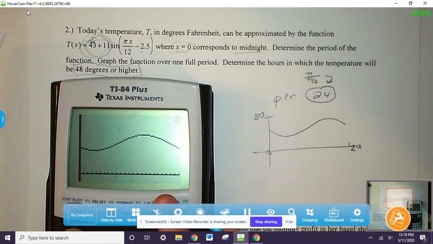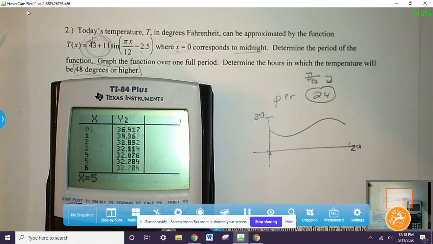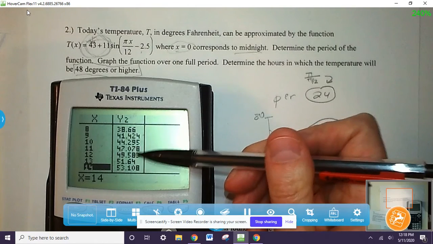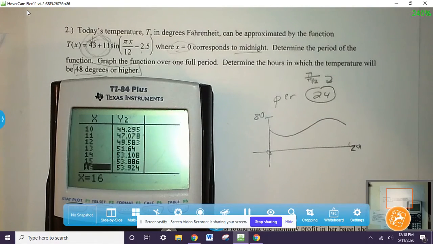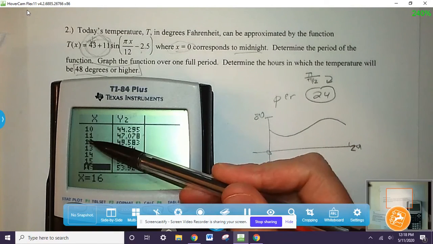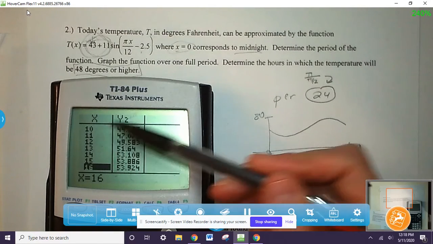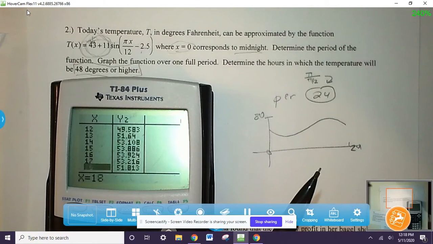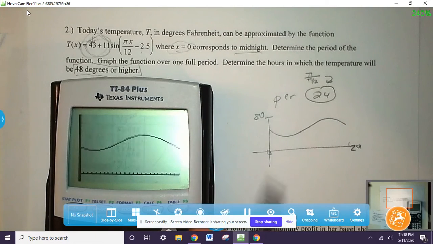One way is to look at the table and find out when you hit 48. It's not a super accurate way because certainly we're above 48 for all of these values, but we don't know exactly when we go above 48. Does it happen at 11.2 or 11.5? We don't know. So using the table is not the best way.